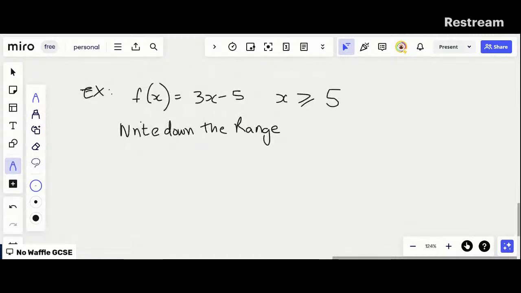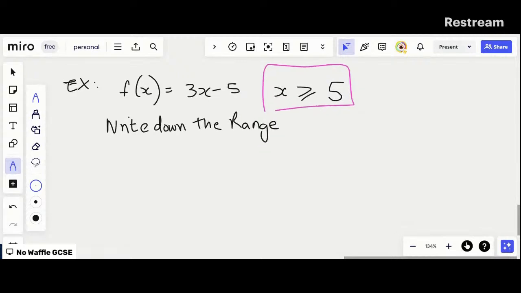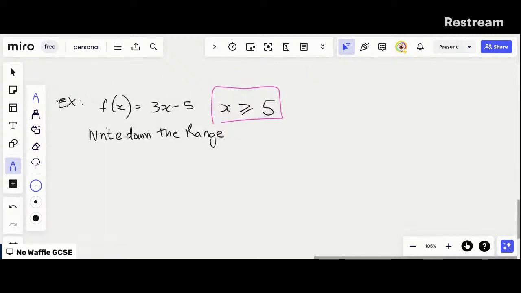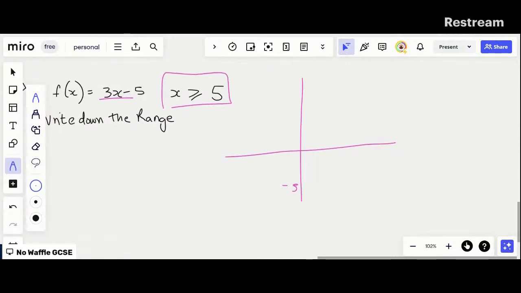So just to recap, we've given a domain, a restriction for the domain. You can only plug in values of x that are equal to or greater than 5. If you have the answers, you can put it in the chat already. What you want to do is draw a graph that might help you. So we've got 3x minus 5, so you've got a straight line graph. When x is 0, the y-intercept is minus 5 there. And you've got a gradient of 3, so it's positive, so it's going to look like that.